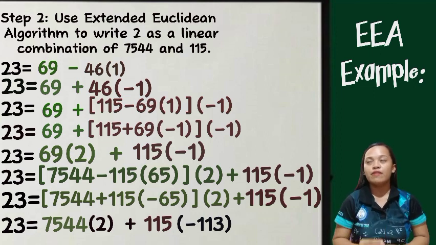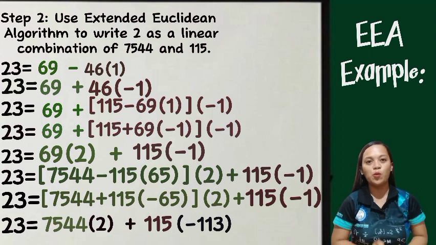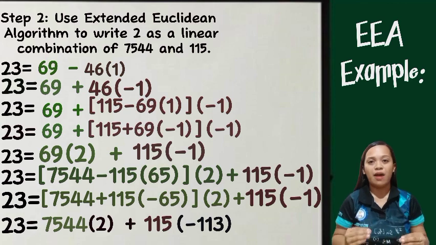So 7,544 times 2 plus 115 times negative 131, the result is 23. So our solution in number 1 is correct because our GCD and our calculation give the same answer.